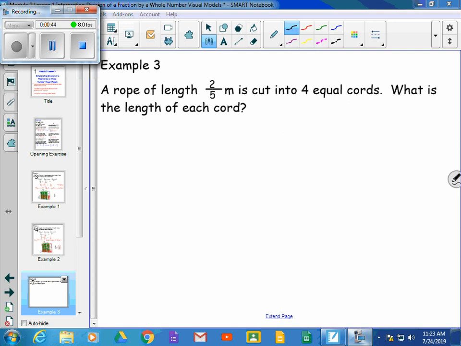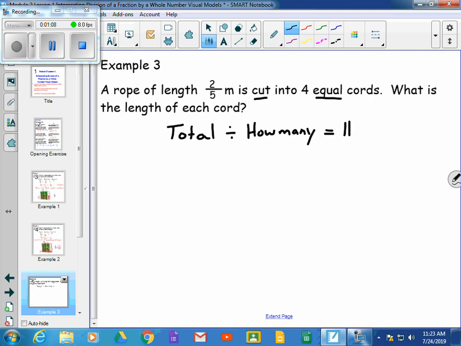Remember, the first number in a division statement is the dividend, which represents the total. We're going to cut it equally. That means we're going to be dividing into the divisor, which is how many groups, how many pieces. And then we're going to get our quotient, which is going to tell us how much or how big. In this case, the length is how big is each piece of those cords.